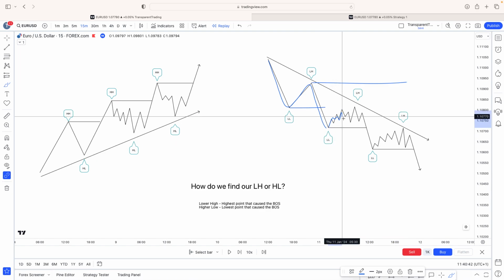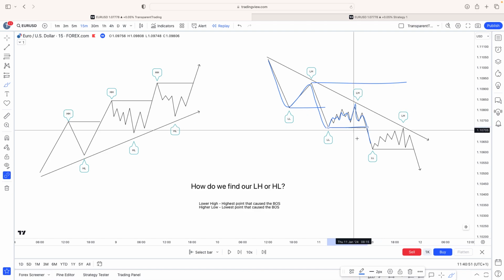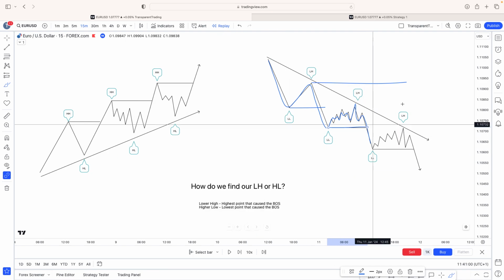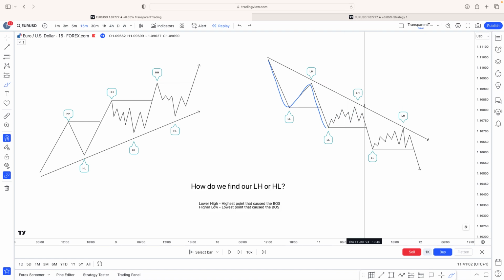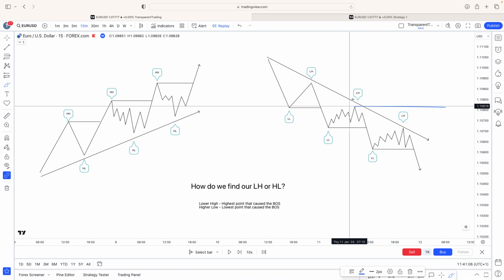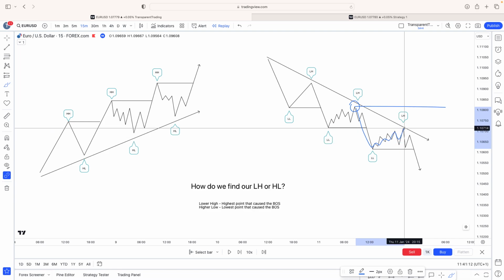And then this is more of a complex example again, where it pushes up a bit, pushes down a bit, pushes up a bit, and then eventually breaks that structure to the downside here. As soon as we get this break of structure, we know that a lower high caused that break of structure to the downside. And a lower high is the highest point that caused the break of structure, okay? So we can look back and find where our lower high is now cemented, which is going to be this point right here, okay? Then what happens? After a break of structure, we expect a pullback, and the process just repeats and repeats.